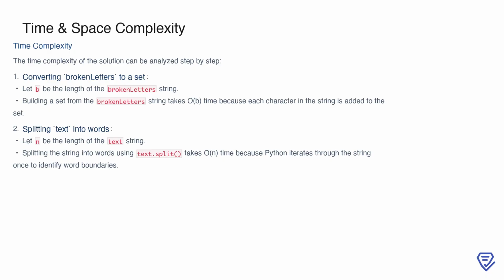Next, we split the text string into words using the split function. Here, n represents the total length of the text, and the split function scans through the string once to identify the boundaries between words, which also takes O(n) time. These two steps lay the groundwork for processing the input efficiently.